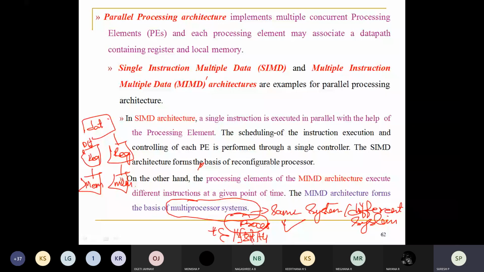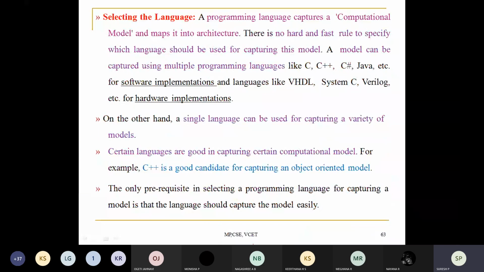Next, after selecting the architecture. In selecting the architecture, we have discussed the control architecture, where it has decision making, then the datapath architecture, then the finite state machine, and the CISC type, RISC type, VLIW, and parallel processing architecture. In the parallel processing architecture, we discussed SIMD and MIMD.